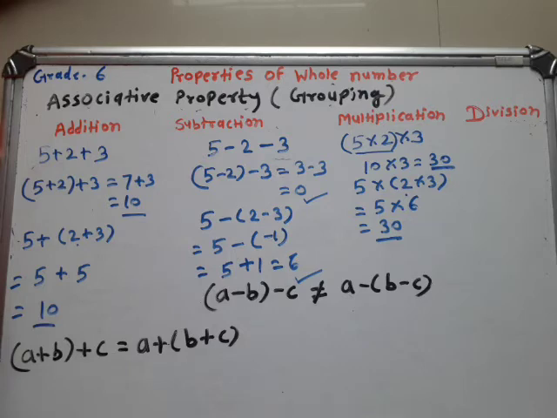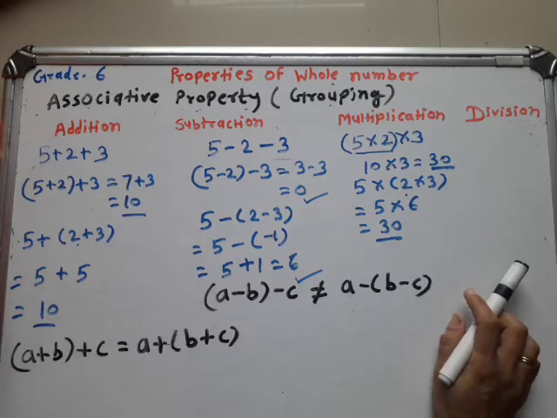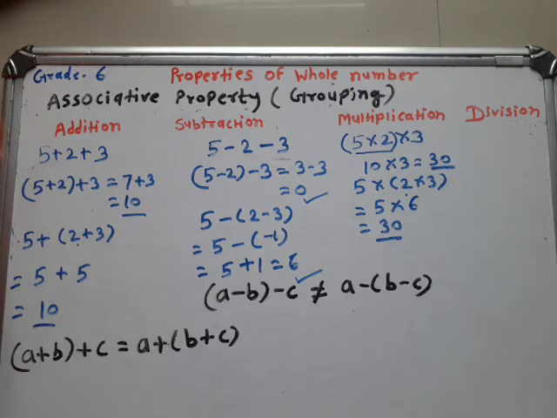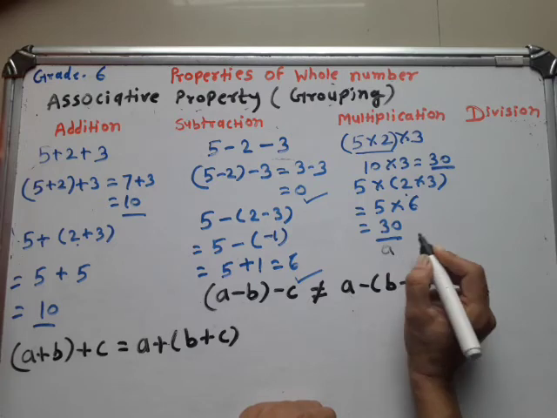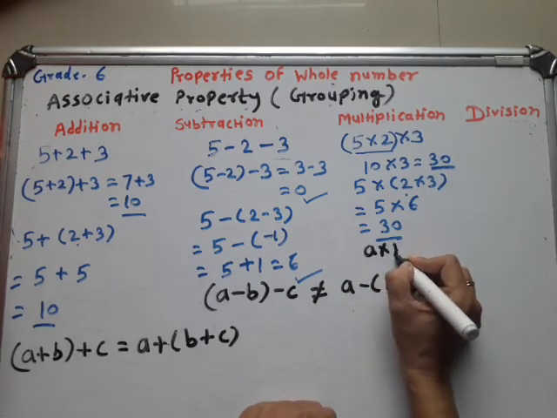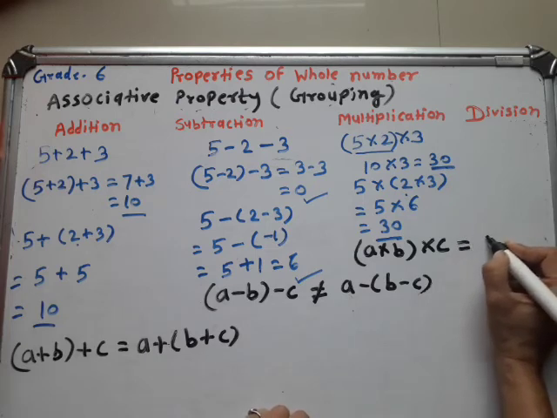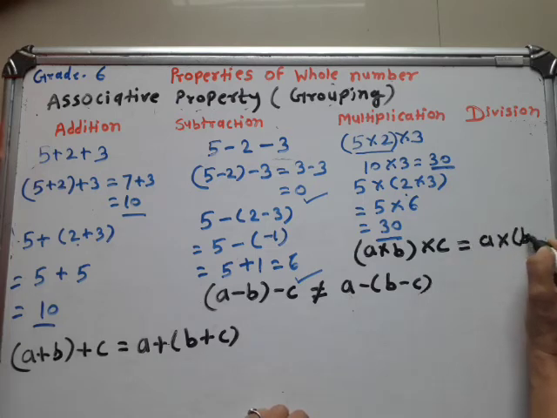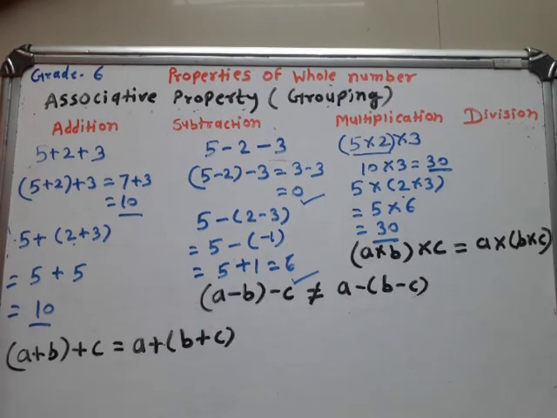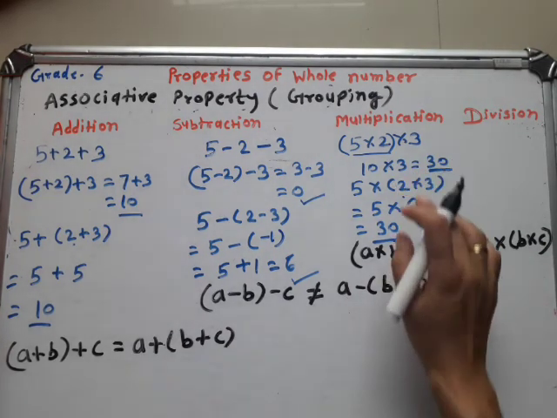So you have to write here that the associative property for multiplication is right here, or whole numbers satisfy the associative property of multiplication. So here you have to write A multiply by B in one bracket multiply by C, or A outside the bracket, B multiply by C. We get the same answer. This is your third property for multiplication.